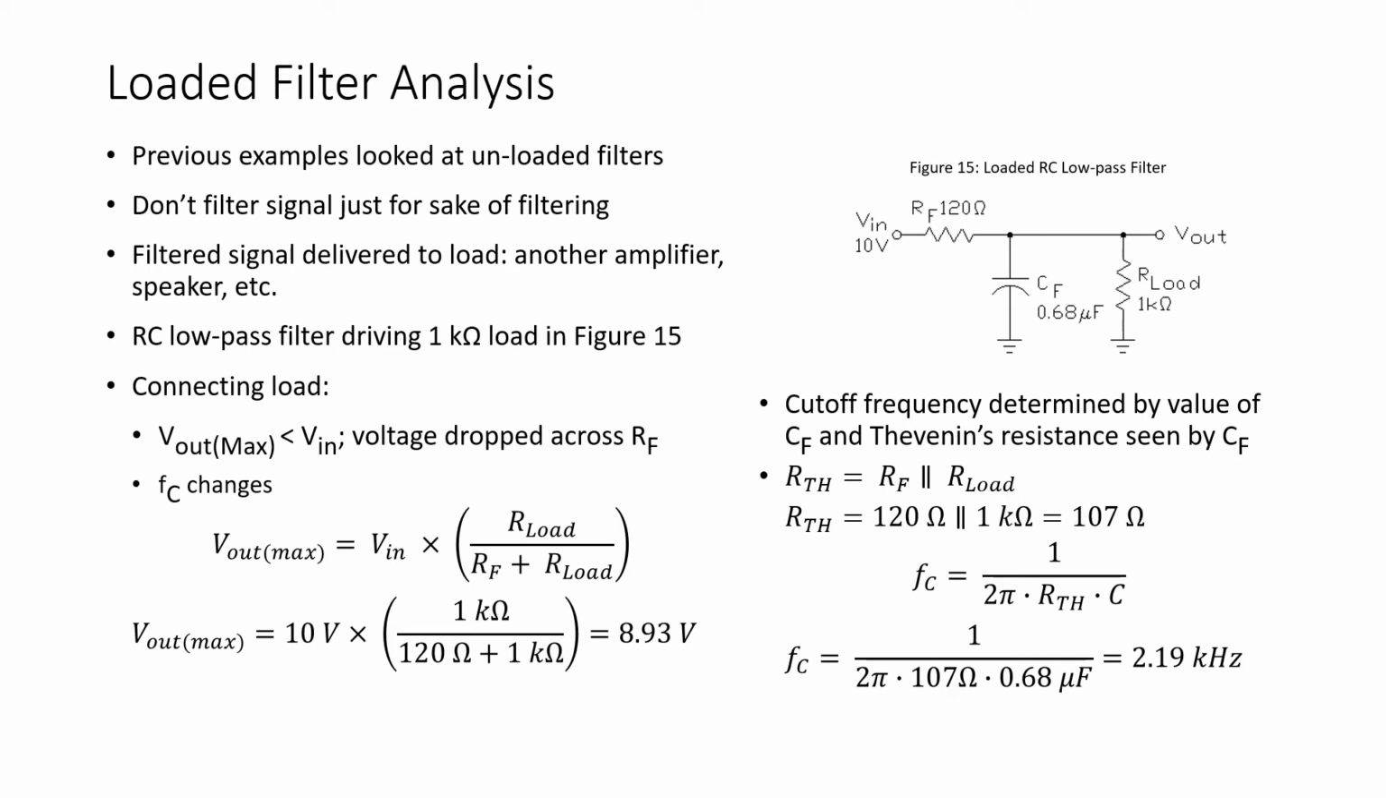Now again, the cutoff frequency, as we saw with the previous slides, is calculated at 1 over 2 pi RC. But now with the load resistor connected, the capacitor sees the Thevenin resistance of RF in parallel with R load. This changes the effective resistance to 107 ohms from the 120 ohms of the filter resistor. So the cutoff frequency for this loaded low-pass filter changes to 2.19 kilohertz.